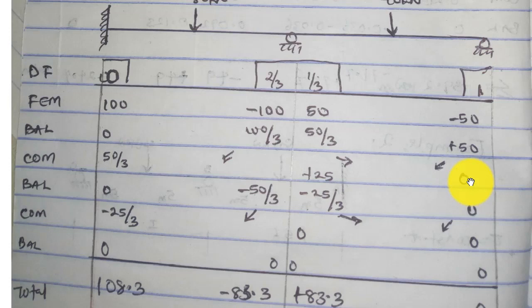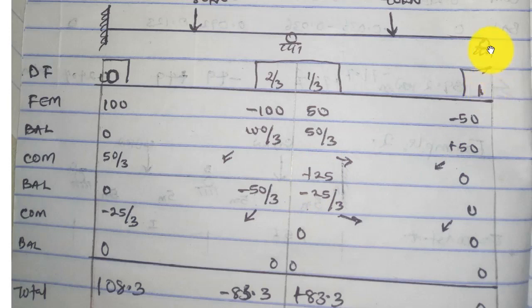You understand? The reason why we are giving to this roller, you know this roller, because this support is still continuous. That's why it can take. When I told you that when it is continuous, it will be acting like fixed. That's why we are able to carry half to this side.